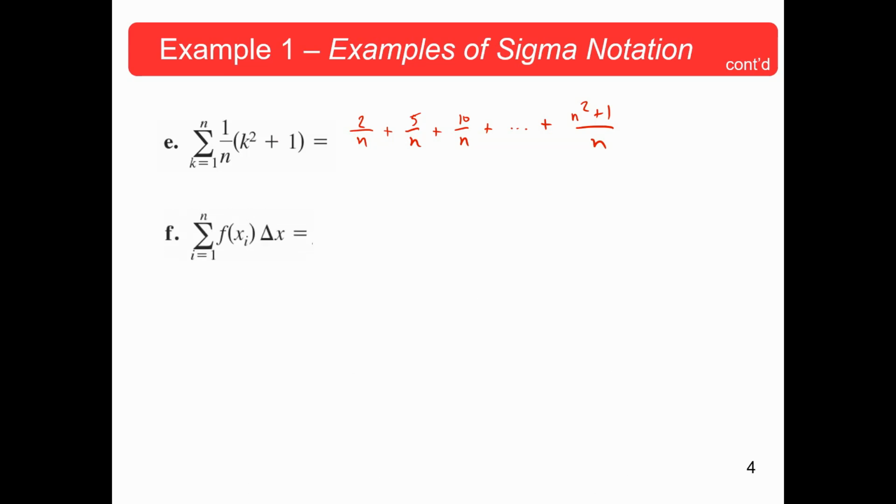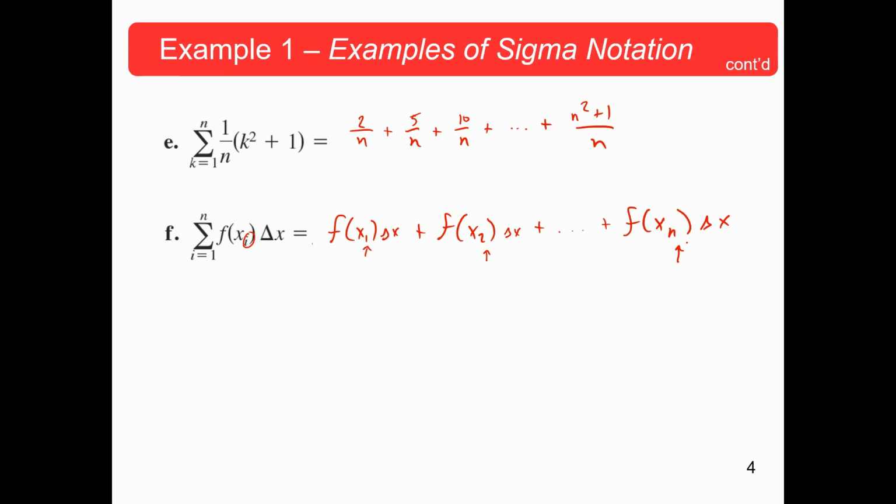Here, we're just given f of x sub i delta x. This is going to become important later on in this chapter. What we're going to do is say this is just f of x1 delta x plus f of x2 delta x plus all the way to f of x sub n delta x. Notice the only thing that changes is the i: 1, 2, all the way to n.